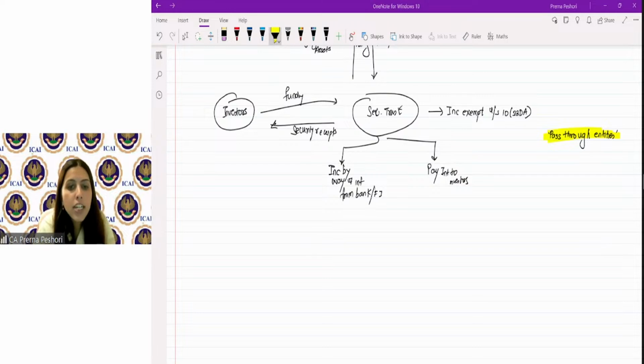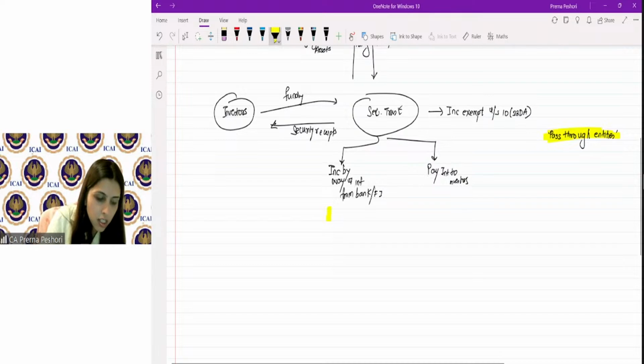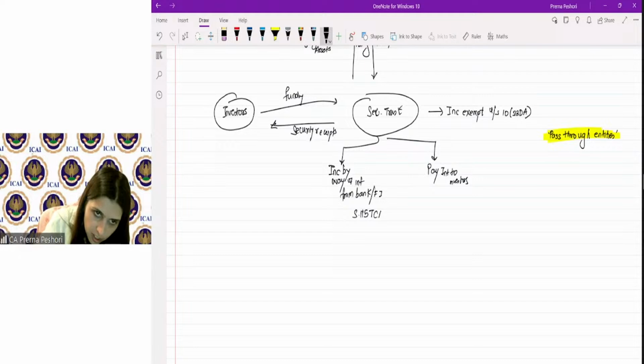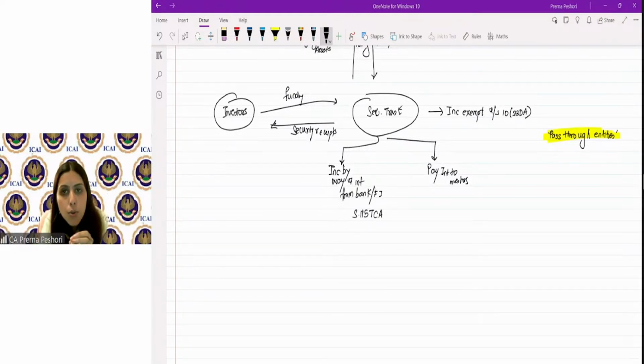So section 115TCA. Section 115TCA provides that any income accruing or arising to the investor from the securitization trust out of the investments made in the securitization trust shall be taxable in the hands of the investor in the same manner as if the investor had made the investment directly in the underlying assets.